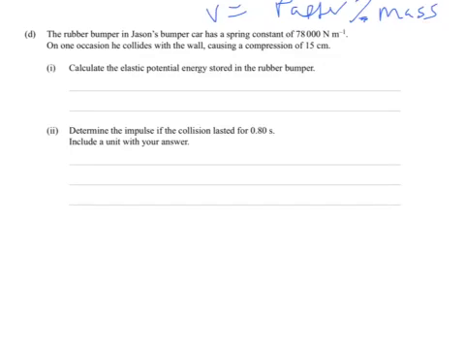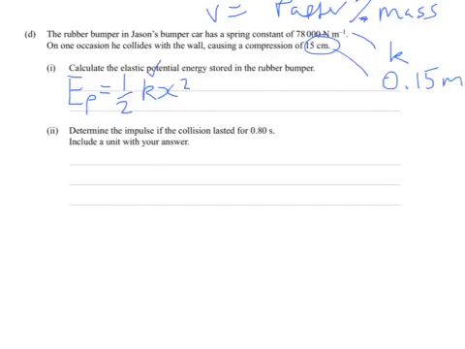Anyway, moving on. The rubber bumper in Jason's car has a ginormous spring constant, 78,000 newtons per metre. On one occasion, he collides with the wall, causing a compression of 15 centimetres. Calculate the elastic potential energy stored in the rubber bumper. Now, we've got a formula for that. Elastic potential energy equals half kx squared. So we're told the spring constant k, so that's no problem. We know the extension. The only trick there is we have to make it in metres, 0.15 metres, which a lot of people don't do, and don't forget to square it. And whatever you get will be the energy stored, units of joules.